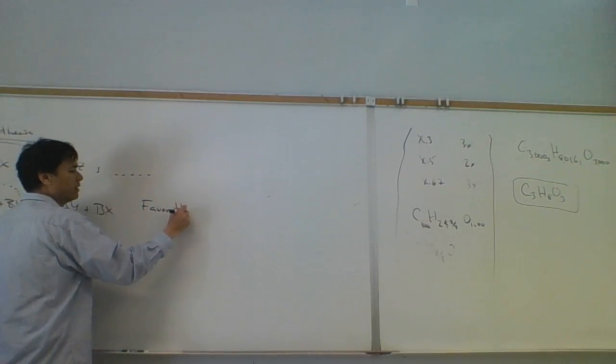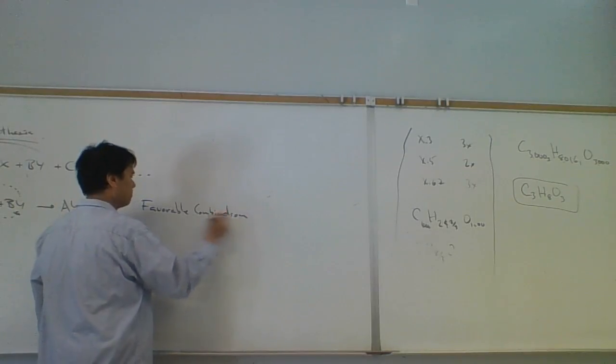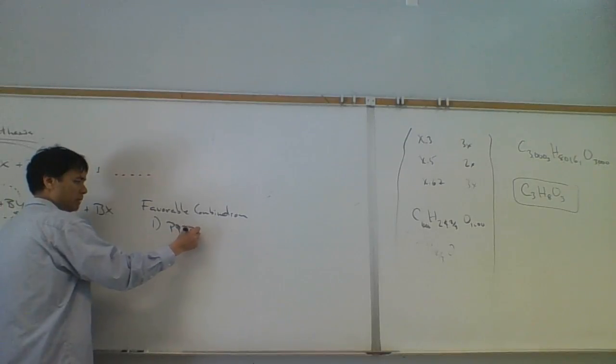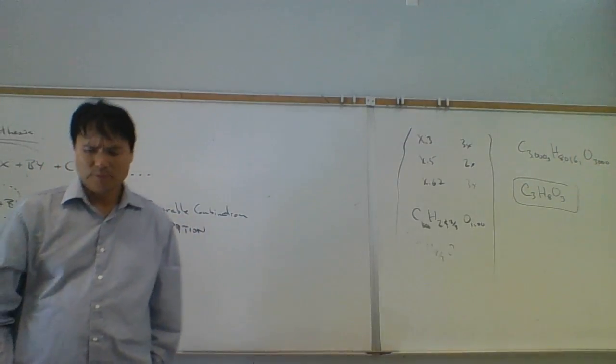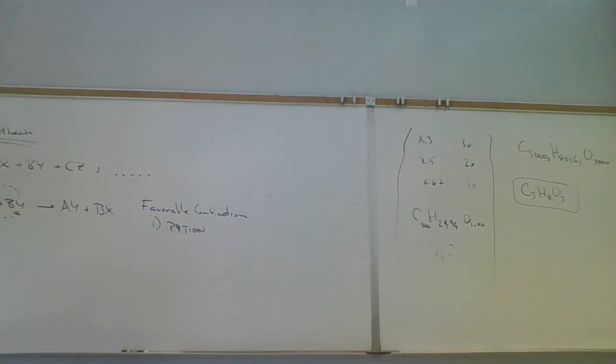And so is this a favorable combination? How do I know it's a favorable combination? One, it's a favorable combination if I get precipitation. PPT is the abbreviation for precipitate. But how do I know it will precipitate or won't precipitate? I would know it by the solubility rules. And so I just look at the solubility rules.